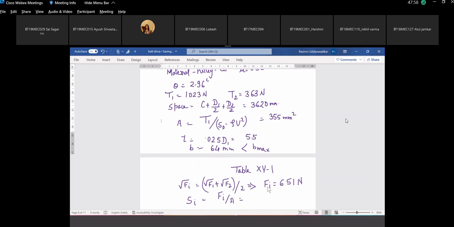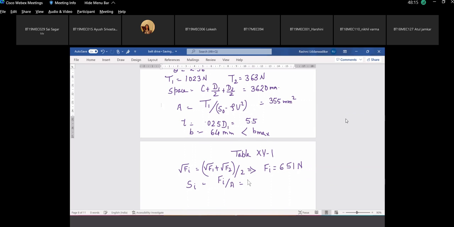Area, you know, this is the tension. So what is the stress induced? Fi by A. Sarthak gave me the value of stress induced. 651 Newton upon 355 mm square, which gives you 1.83 MPa.